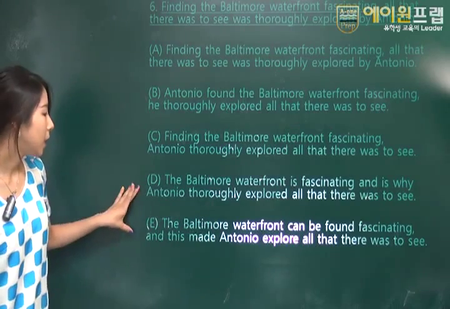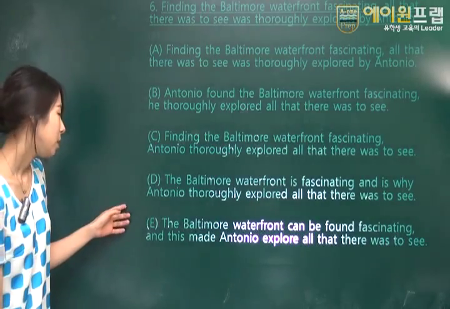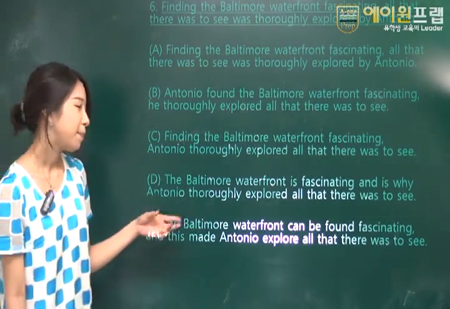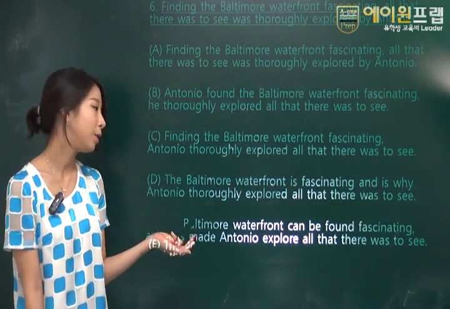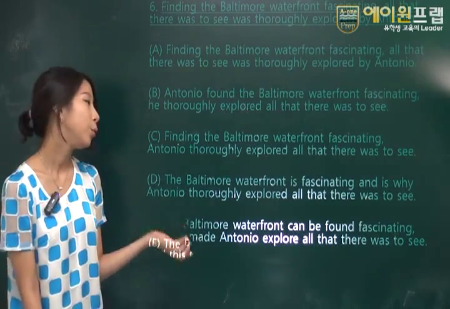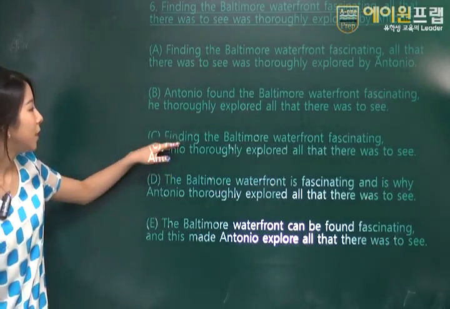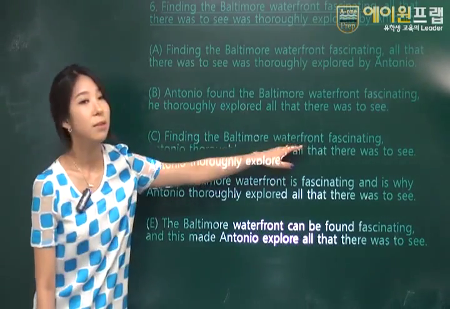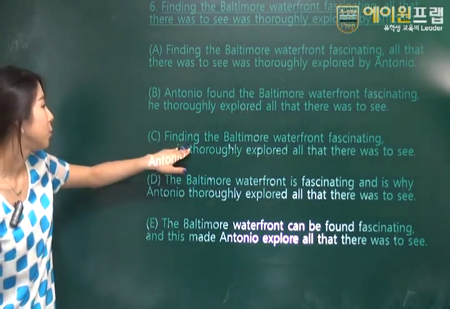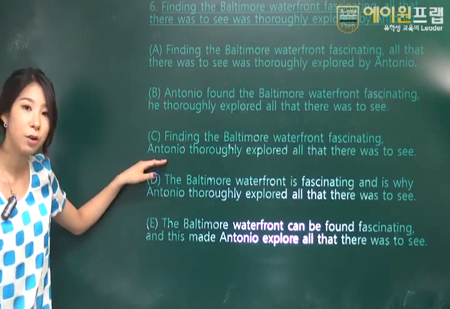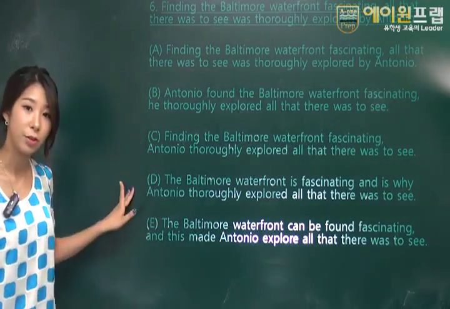Same as D. Compared to C, both D and E are wordy. It's not grammatically incorrect, but they're wordy, they have passive voice, and they give too much power to the Baltimore waterfront when there is a better subject, Antonio. We need to give more power to Antonio. Antonio is an active subject. So "finding the Baltimore waterfront fascinating," this is a participle, right? This is the adverbial clause. So this phrase is modifying Antonio, which follows right after the comma. So this is the perfect sentence. So that's why C is the answer in this question, okay?